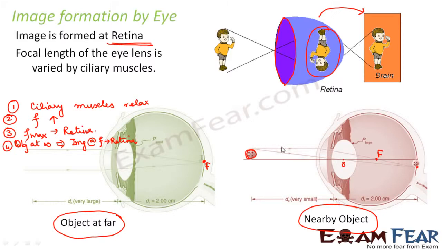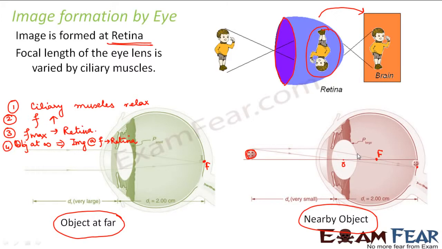So that means if we bring this object even closer, the ciliary muscles will contract even more, and therefore the focus will shift even more towards the lens. So this is how we can view objects at different locations. By changing the focal length of the lens, we can make sure that the image will always form at the retina. And whenever the image is formed at the retina, we get a sharp image. That means we can view that object very clearly.